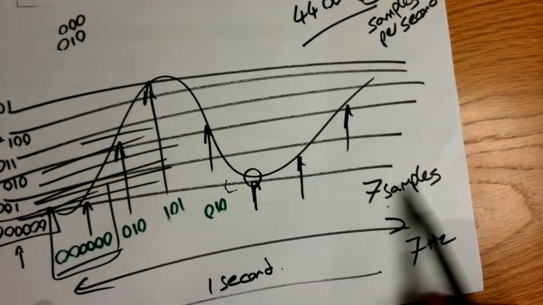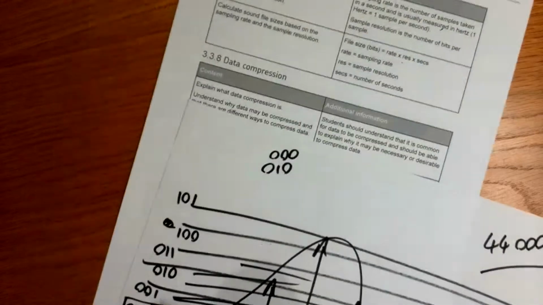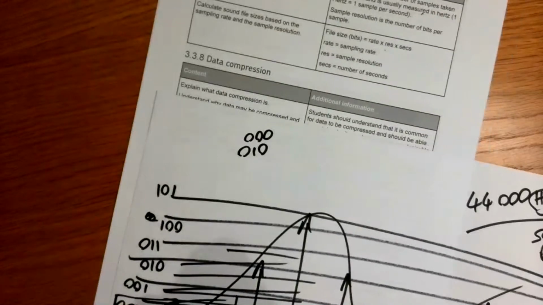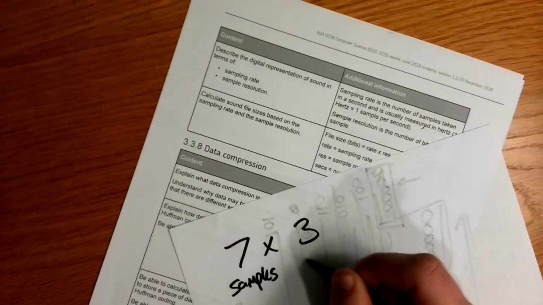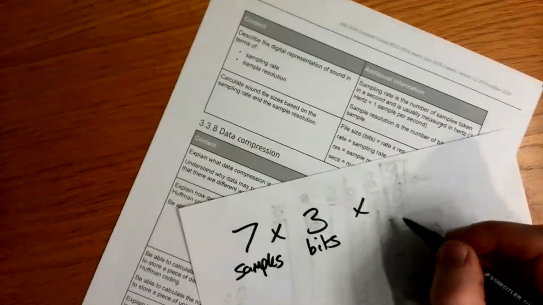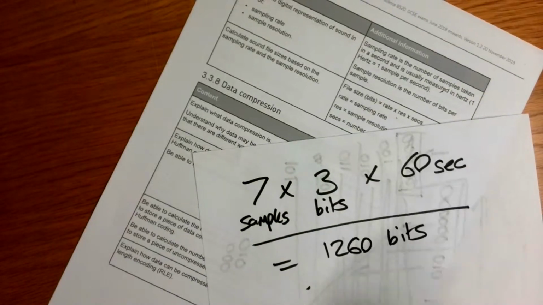So in this example, it's 7 hertz, 7 samples, times by the resolution, which in this example, let's say is 3. Ignore that I went bigger, but it's 3, times by the length of the track. So 7 samples times 3 bits per sample times a track of 60 seconds. It's got to be in seconds. That will give us how many bits in total our track is. So we do 7 times 3 times 60. That gives 1,260 bits for the whole of our track.